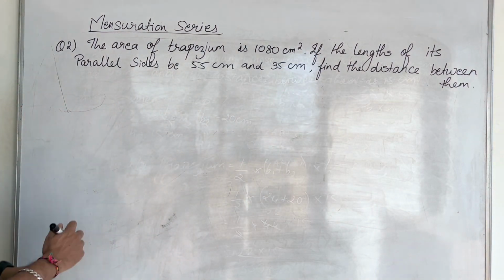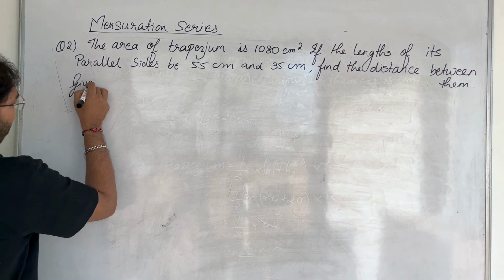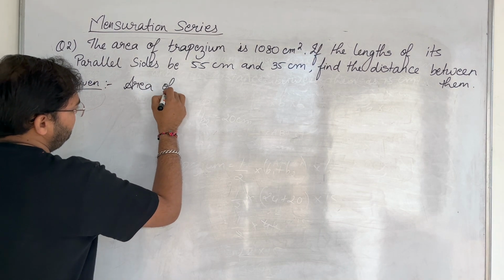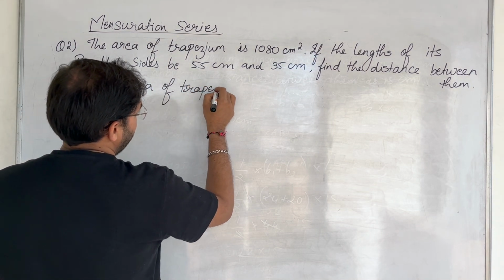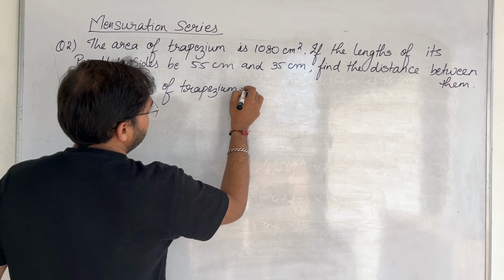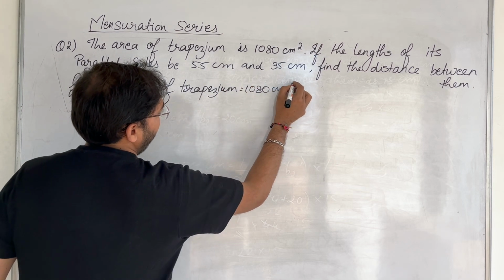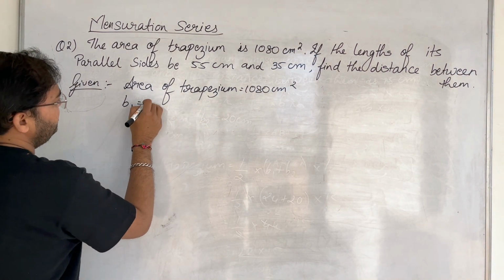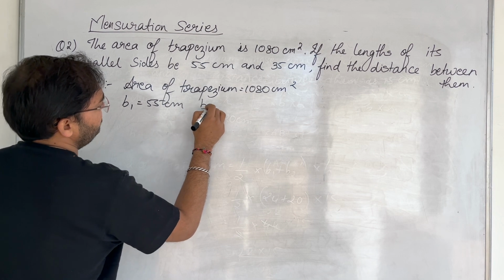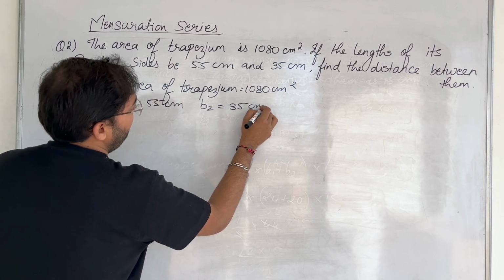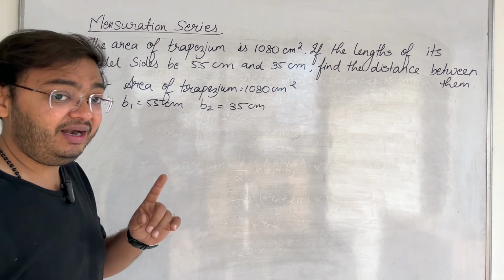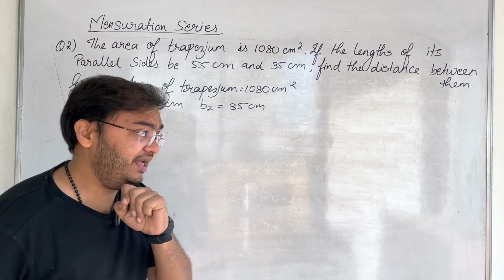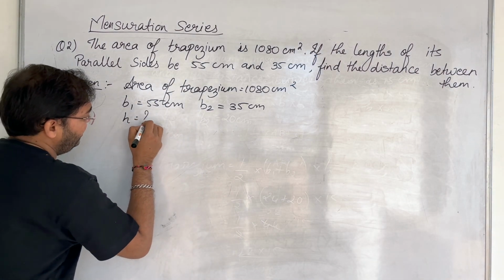That means in this given question, if I write the given data, then it is very easy for us: the area of the trapezium is known to us, that is area of trapezium, which is 1080 centimeter square. Parallel sides are given, which we denote as B1 and B2. So base 1 is 55 centimeter, base 2 is 35 centimeter. Whereas we have to find the distance between them. That means the distance between the parallel sides is denoted as height. So let's write over here that we have to find the height.